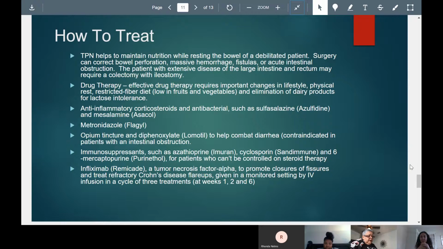Effective drug therapy requires important changes in lifestyle: physical rest, a restricted fiber diet low in fruits and vegetables, and elimination of dairy products for any kind of lactose intolerance. You can use anti-inflammatory corticosteroids and antibacterials, and I listed two of them: sulfasalazine and mesalamine.